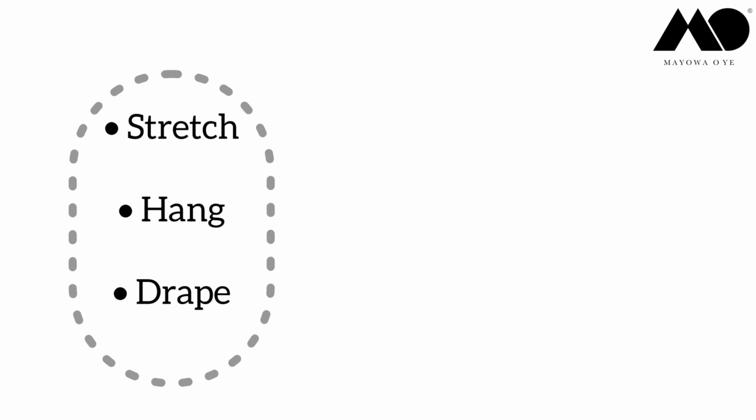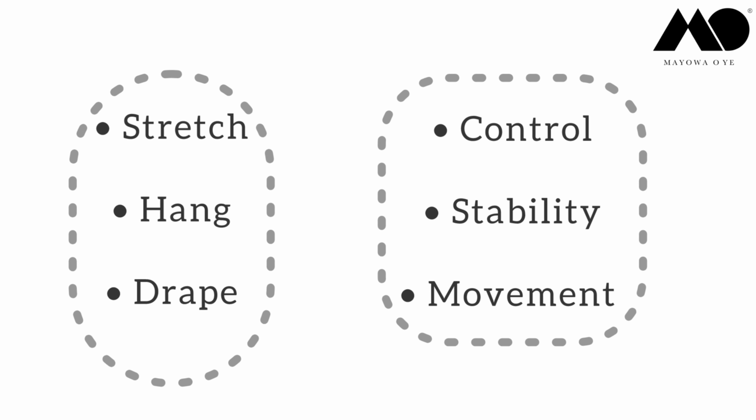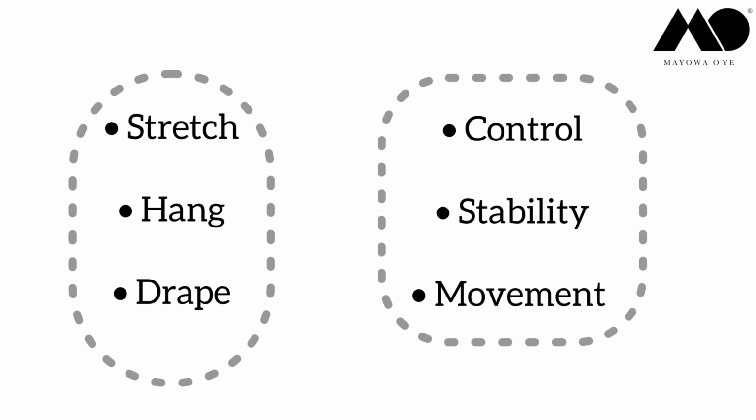So what exactly does grain line change? It changes stretch, it changes how the fabric hangs, it changes drape, it changes control, it changes stability, and it changes movement. And that's a lot, which is why I want you to stop thinking about grain line as something small. Because when you change grain line, you are often changing how close the garment feels to the body, how soft or firm it feels, how much it moves, how much it twists, and how much support it gives the design. So really, grain line is part of the design language.